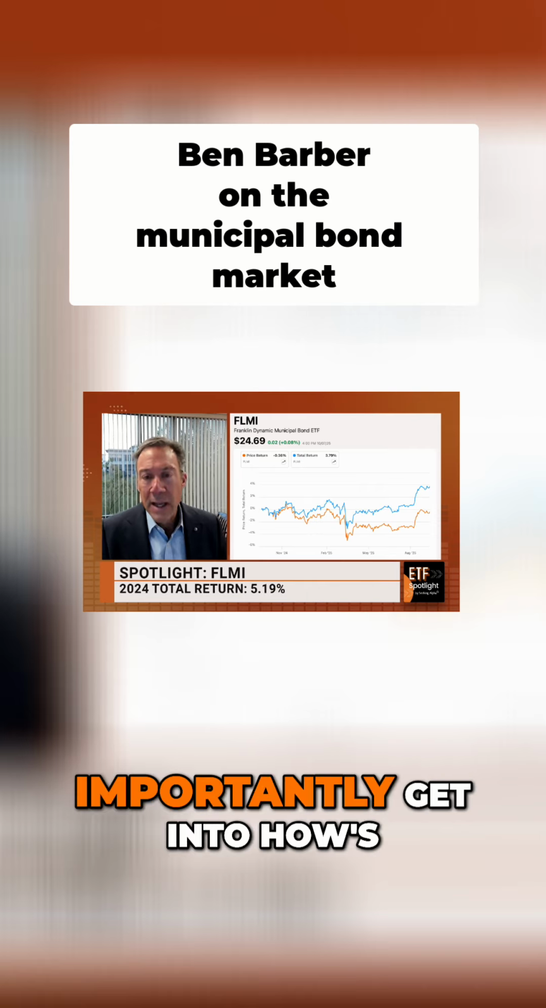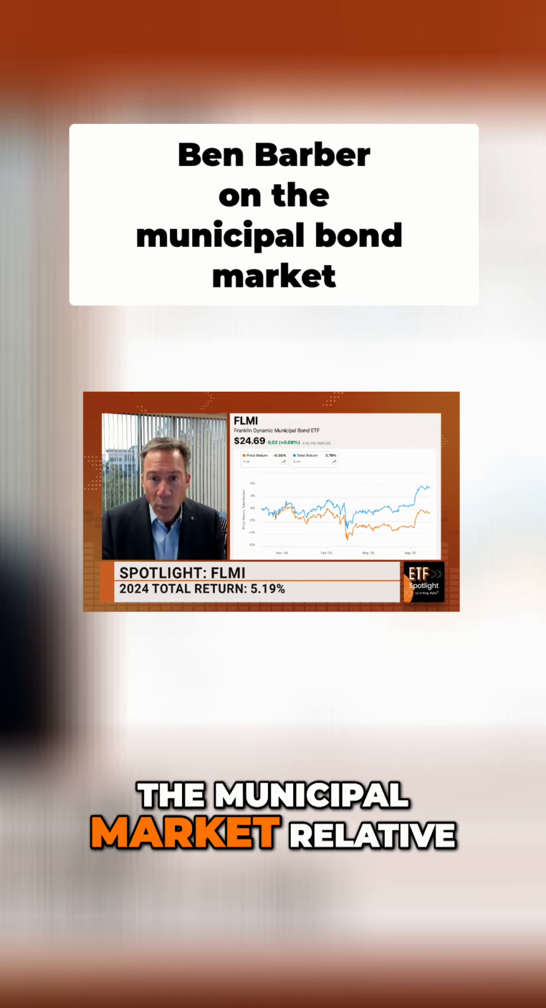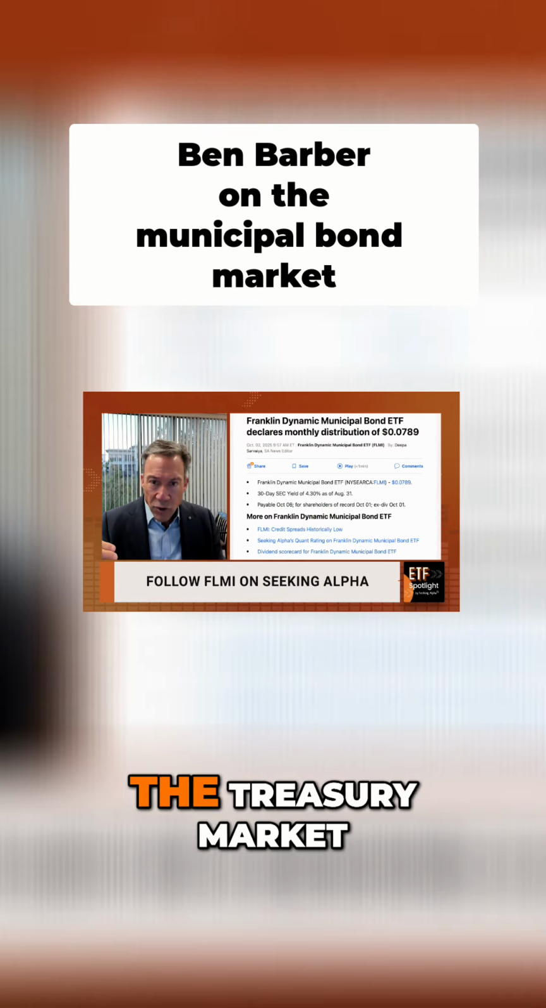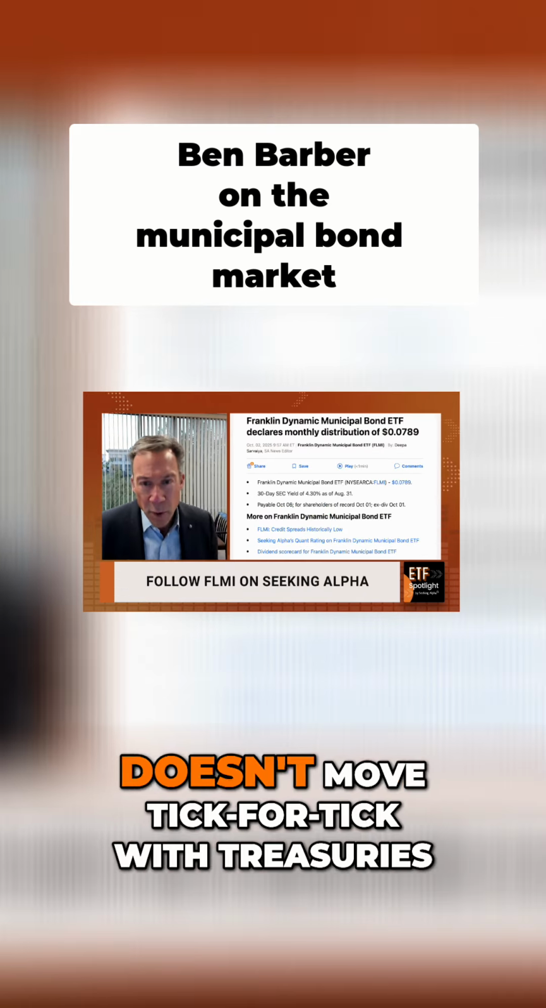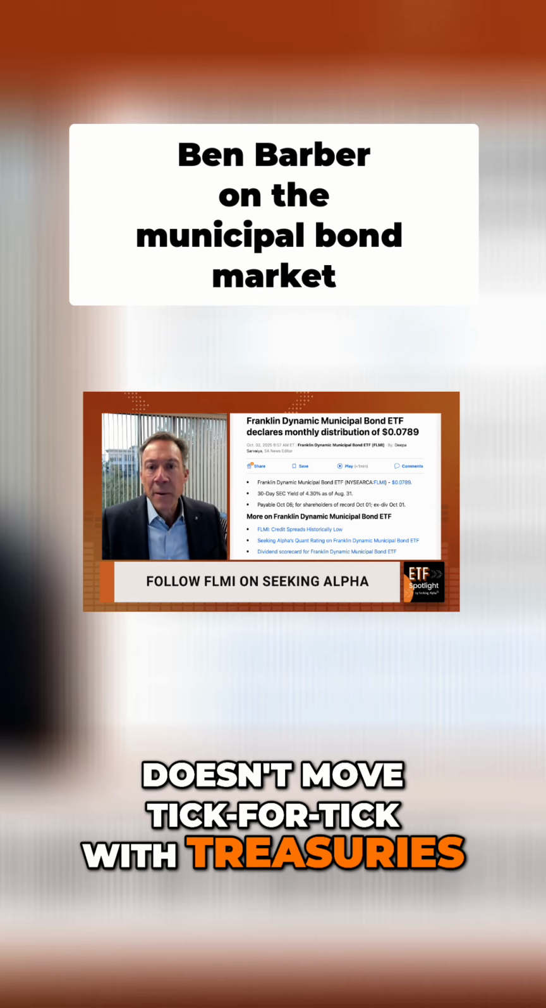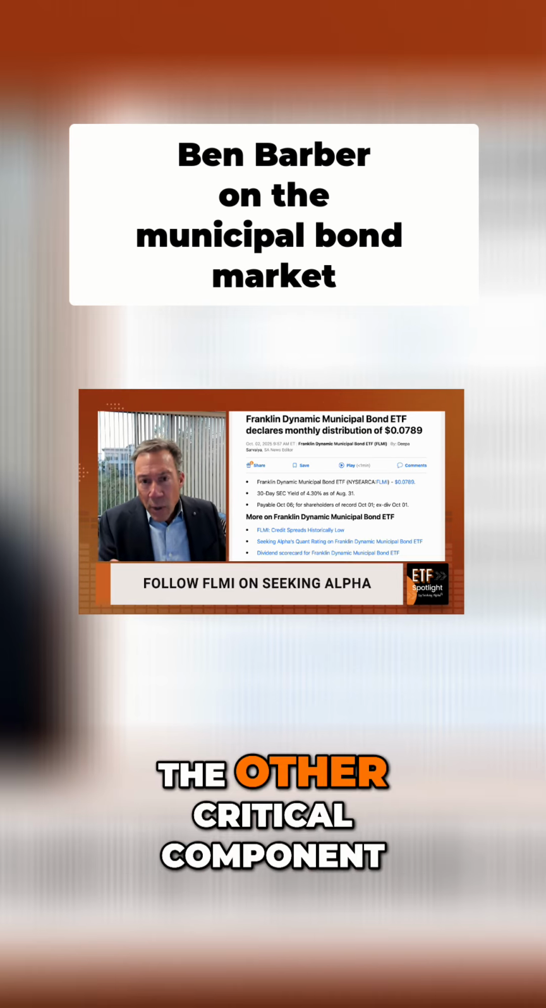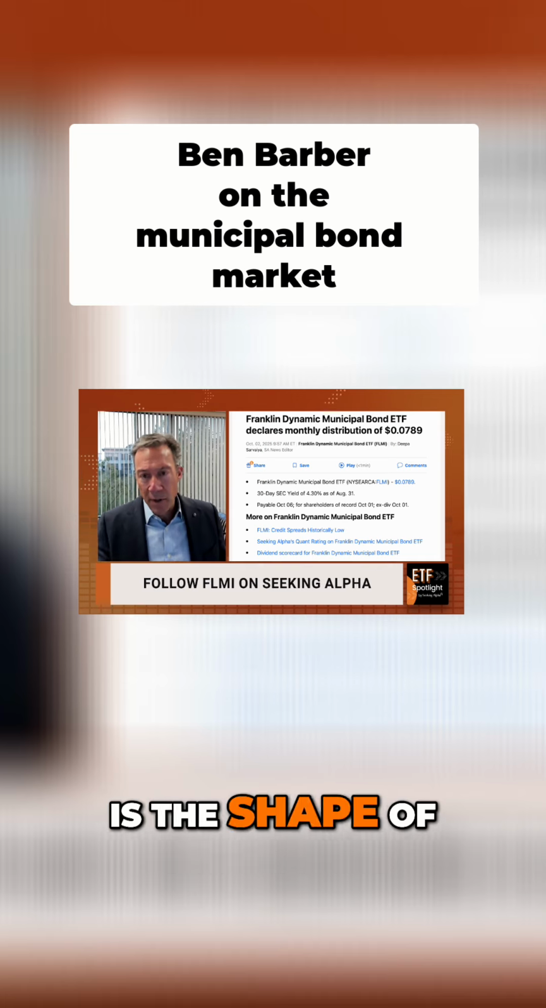And then we very importantly get into how's the municipal market relative to the Treasury market, because we're always going to be based off of the Treasury market, but the muni market doesn't move tick for tick with Treasuries. It'll tend to lag both on the upside and the downside. The other critical component is the shape of the yield curve.